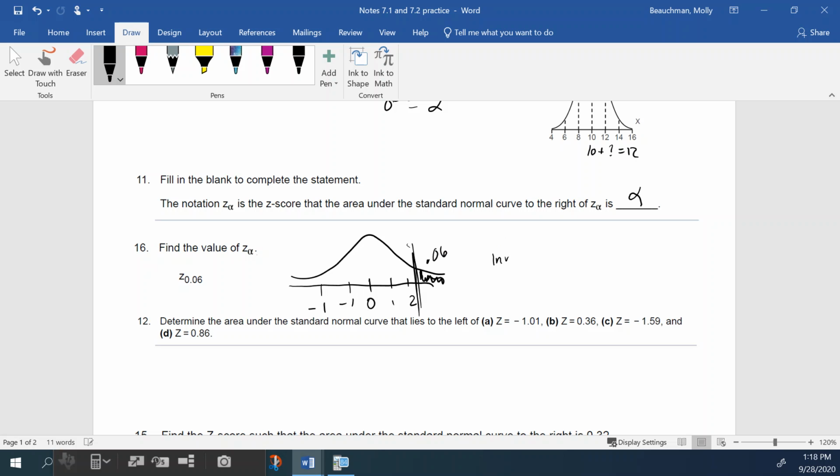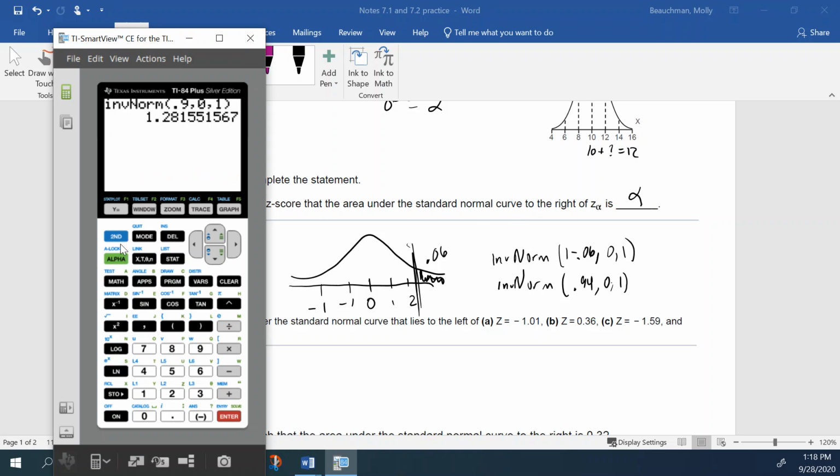So we have to use inverse normal, area to the left, which is 1 minus 0.06, mean of 0, standard deviation of 1. So we're going to use inverse normal. 1 minus 0.06 is 0.94. And that will tell us the Z-score. Distributions. The area to the left this time is 0.94. Mean of 0, standard deviation of 1. We end up with about 1.55.